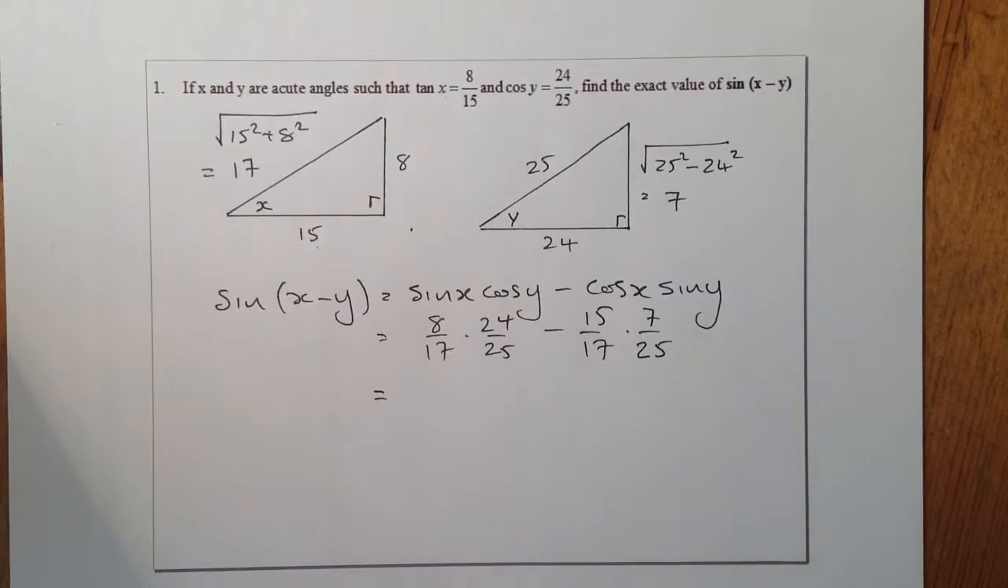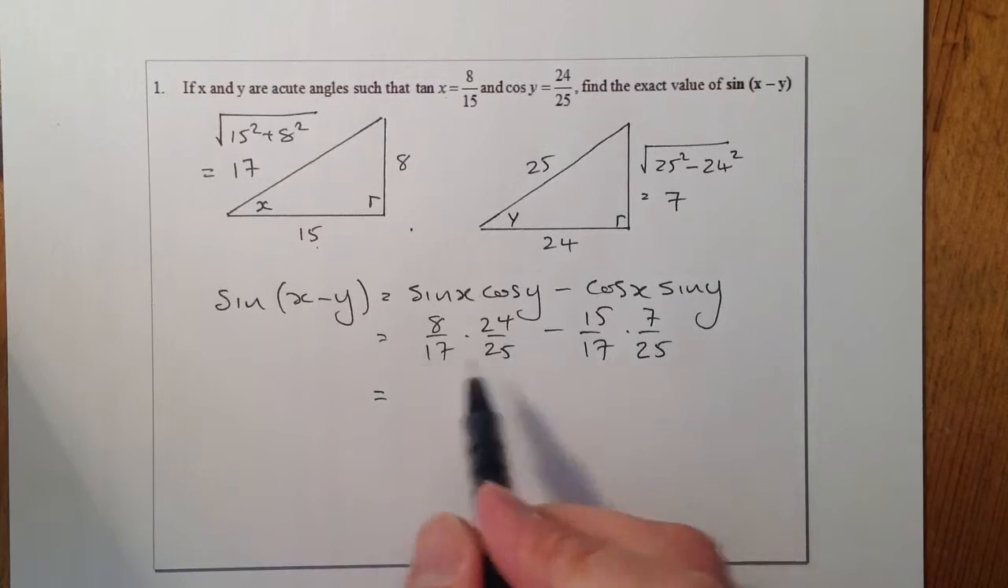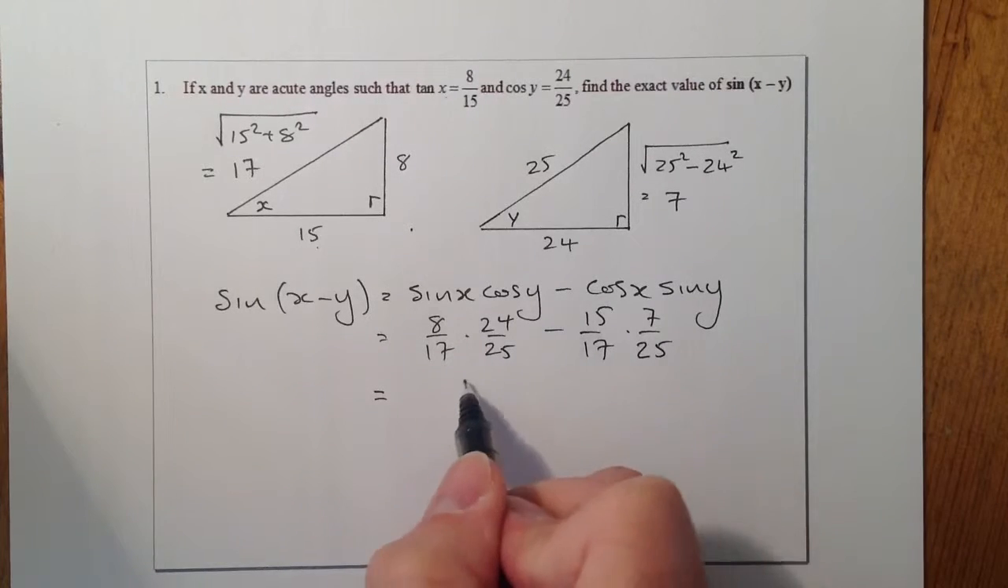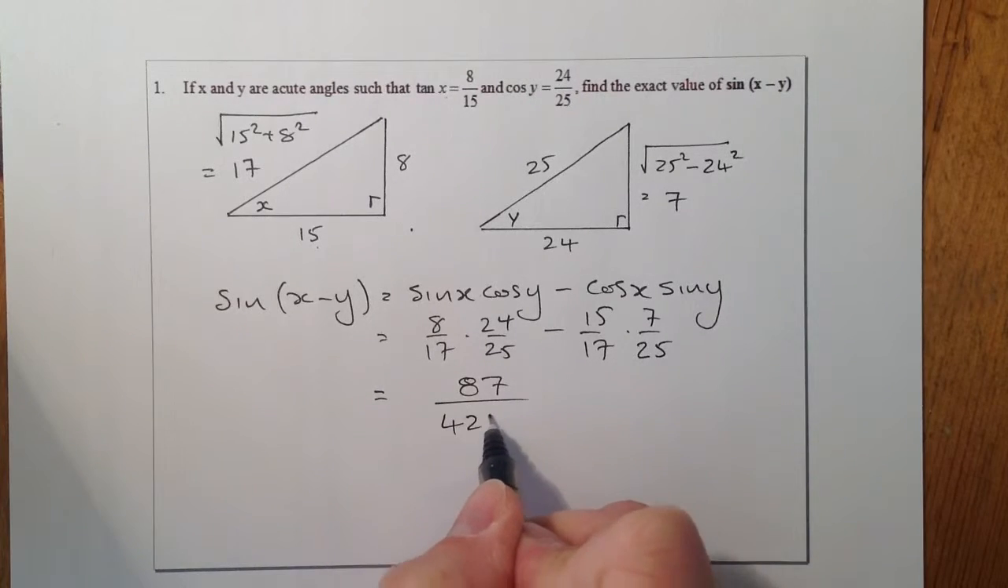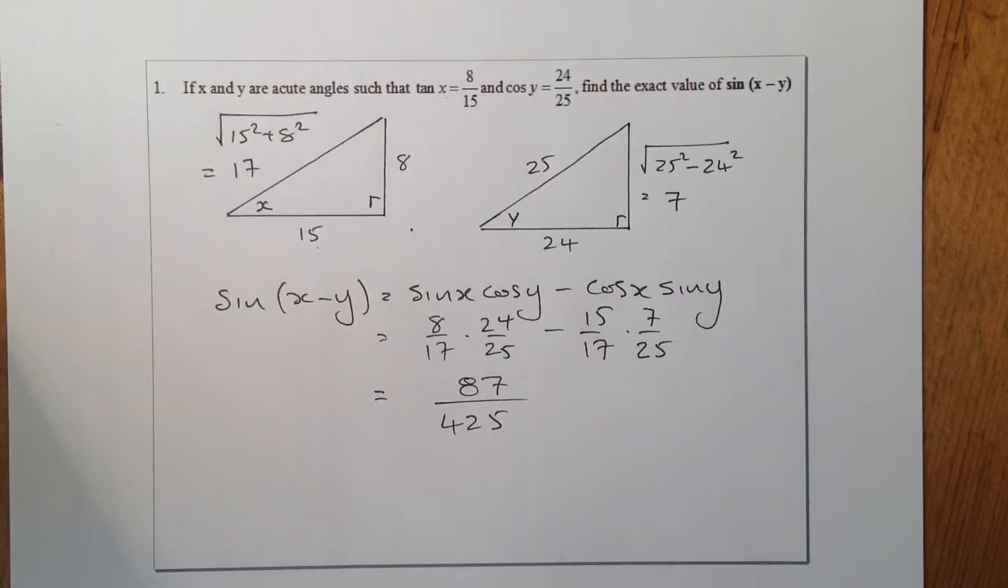All that's left for me to do is fire that into my calculator and work it through. What we've got there is 87 over 425, and that's going to be my final answer. That's the exact value. You can't simplify it down any further from there.